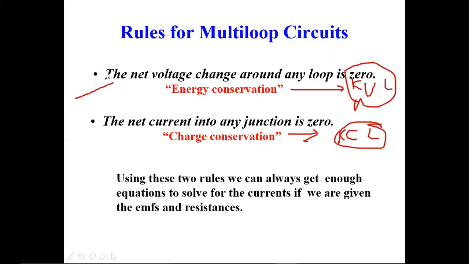You can frame it in this way also. The net voltage change around any loop is zero. Similarly, the net current into any junction is zero. That comes under KCL.